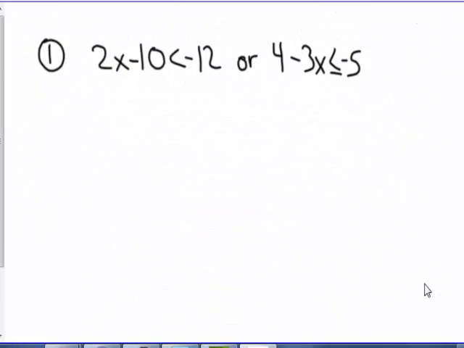Alright, so hopefully you're following along with me. We are doing the practice EOC Unit 1. So we're just going to work through all the answers to the multiple choice questions. Alright, so number 1 was asking this question right here.